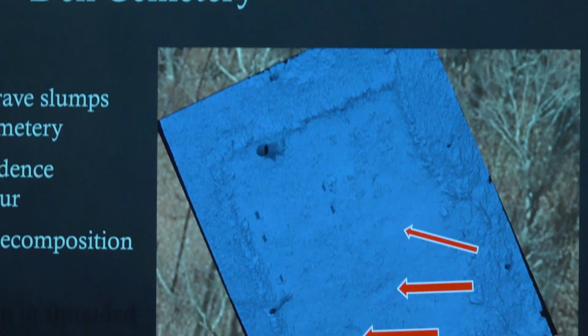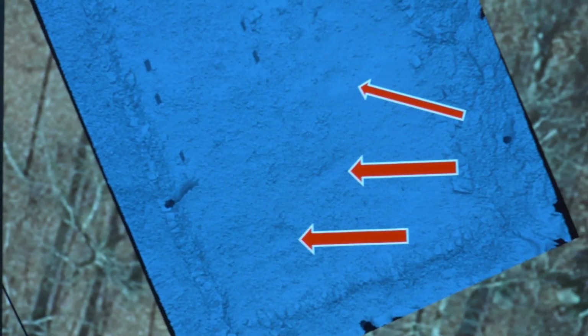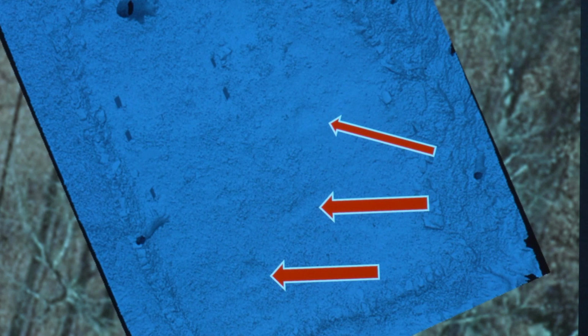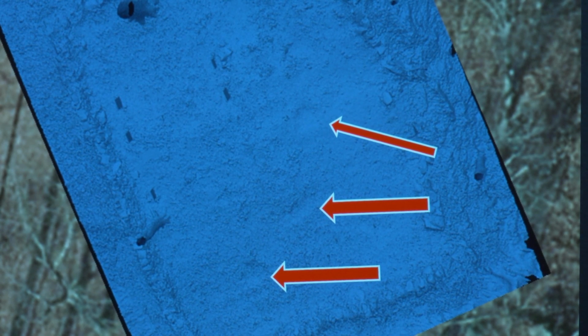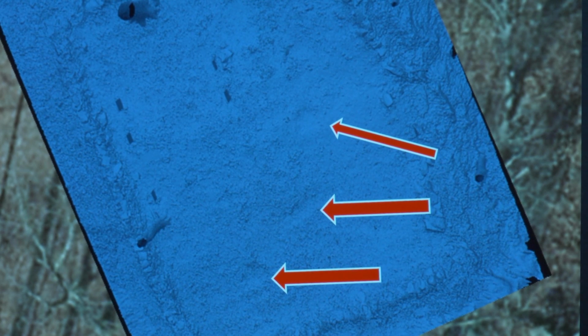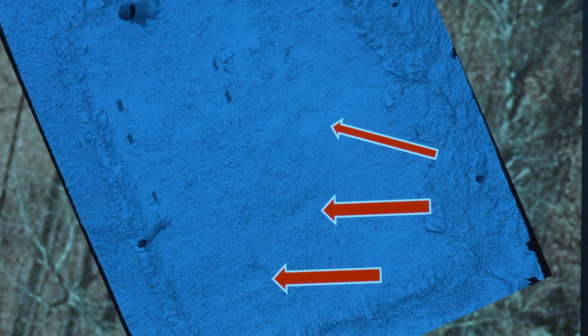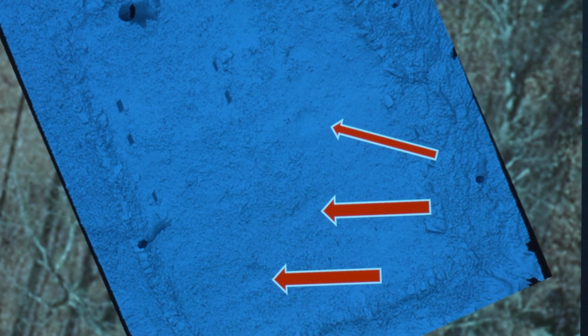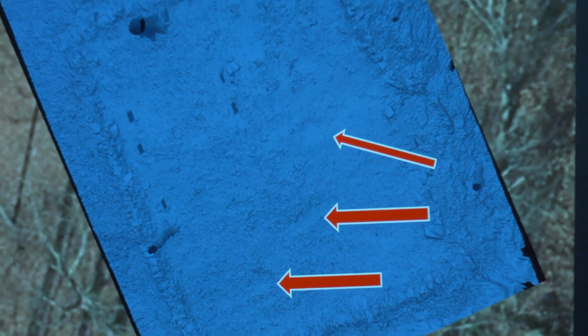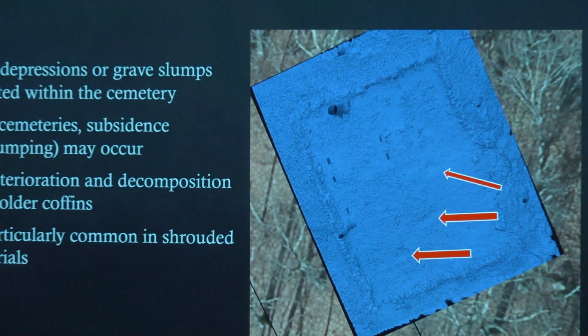And as I mentioned already, this subsidence or slumping occurs when coffins decompose over time or deteriorate. There's an example of three of the clearest depressions. And it's particularly common in burial grounds where there might be individuals who were buried in shrouded burials, so by that I mean without a coffin, or just in historic cemeteries where there's a number of things that are happening in the 19th century. Before the railroad is invented, we're running out of wood here on the East Coast, right?